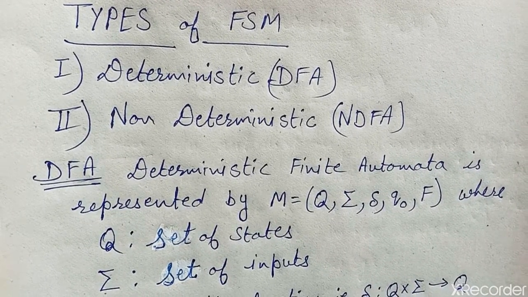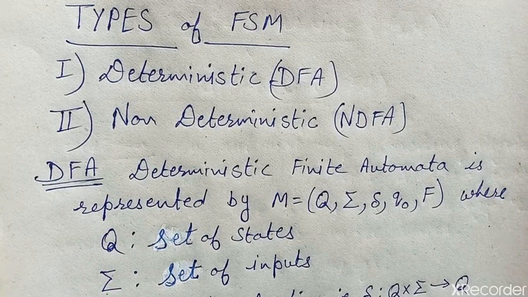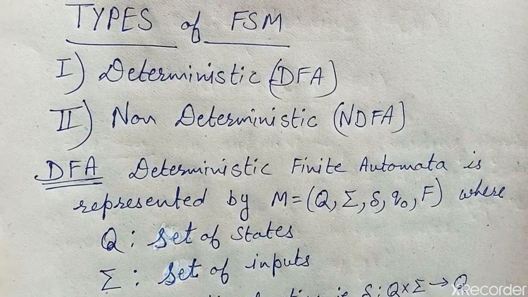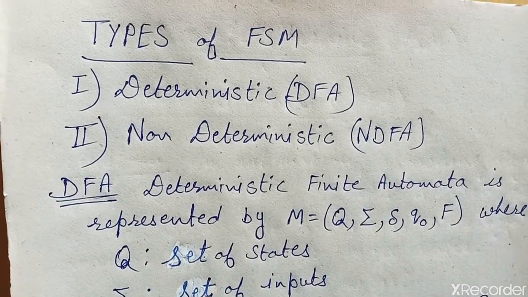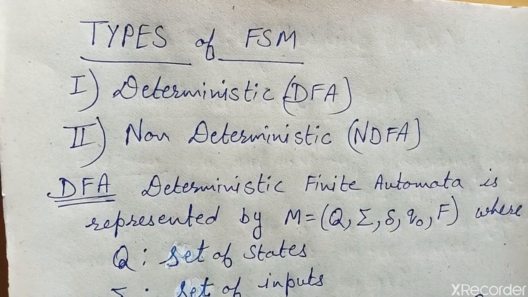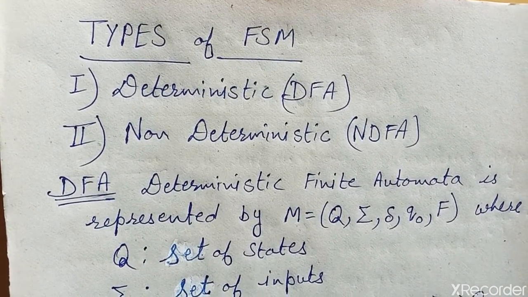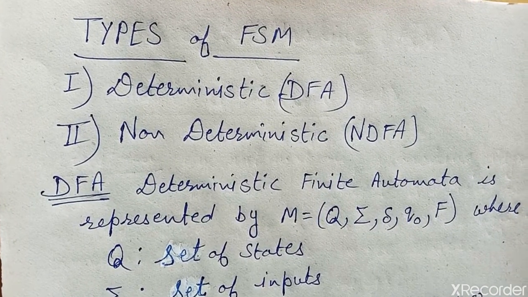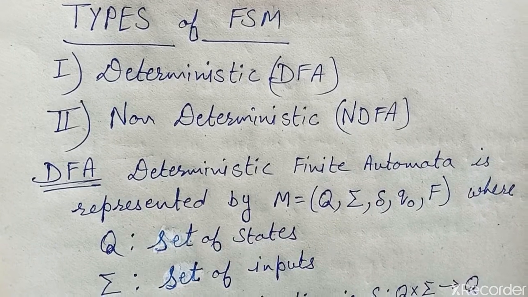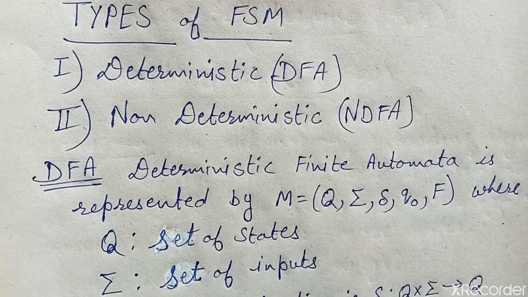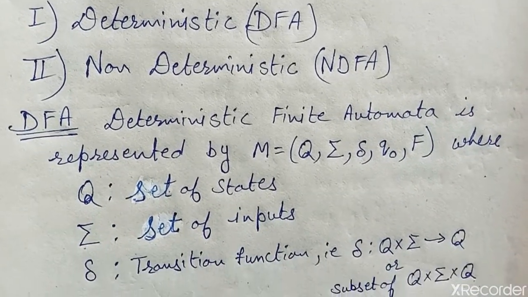Now today we'll study types of finite state machine. So there are two types. First type is deterministic, that is DFA, deterministic finite automata, and the second is non-deterministic, NDFA, non-deterministic finite automata. So let's start the first one, deterministic.